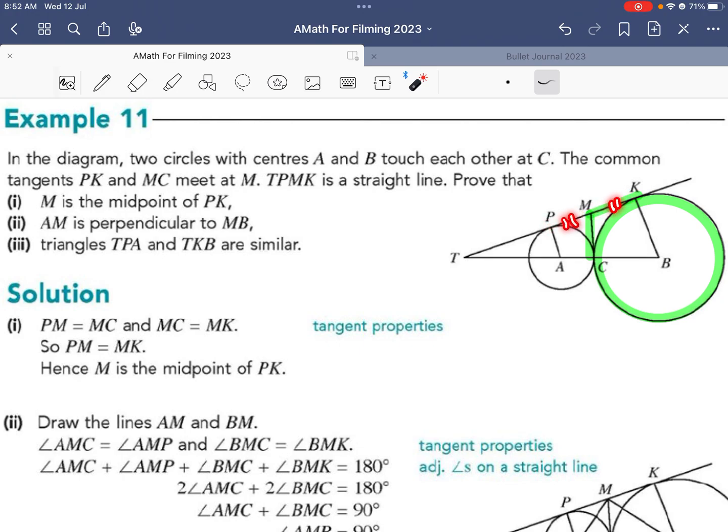And if these two lengths are equal, it means that M bisects the line. So M is the midpoint of PK itself.